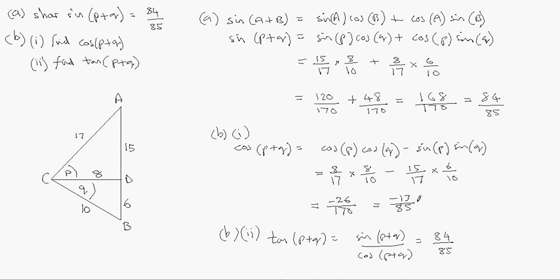Now if we divide by a fraction, it's the same as multiplying by the inverse of the fraction. So we'll turn that into times 85 upon minus 13. 85's cancel. That gives us minus 84 upon 13. And I think that's the end of the question. Yeah, that's all there is to it.